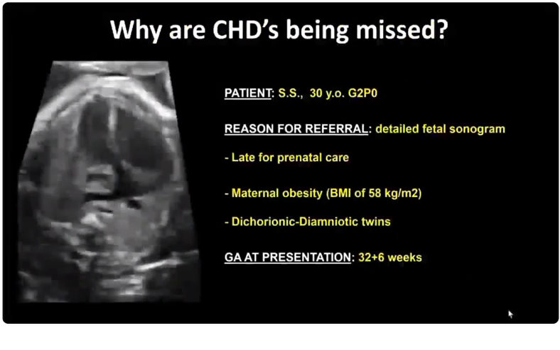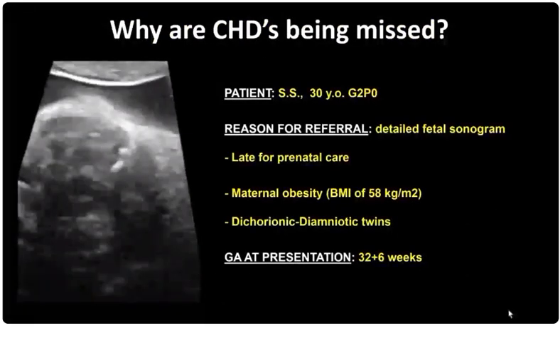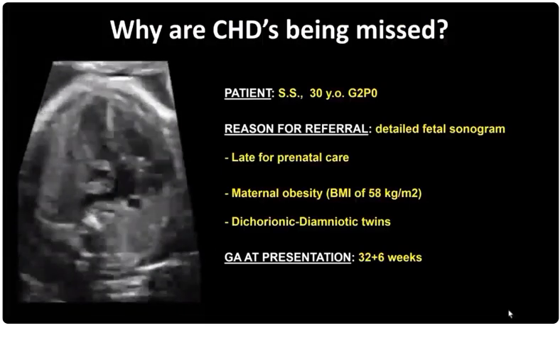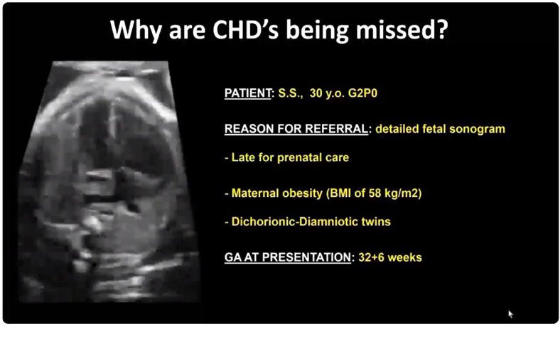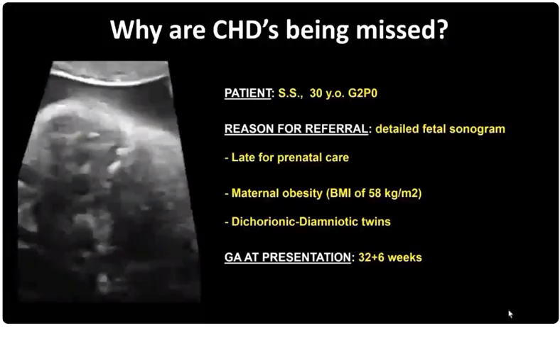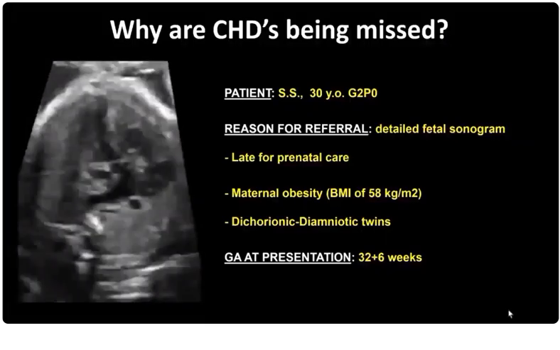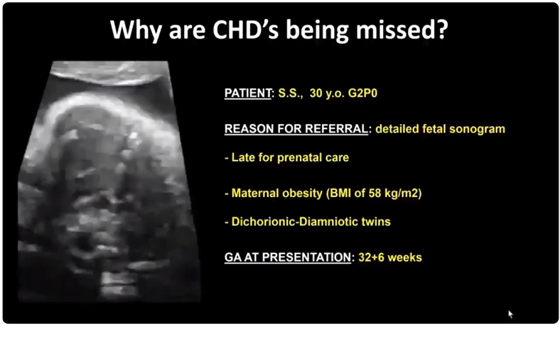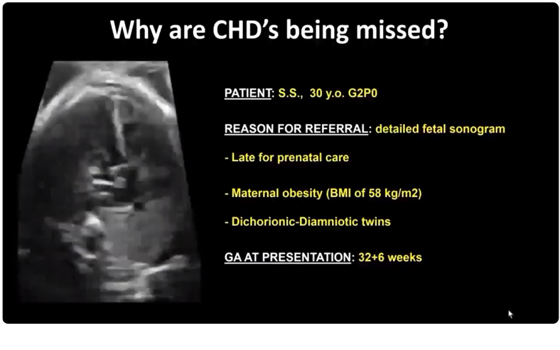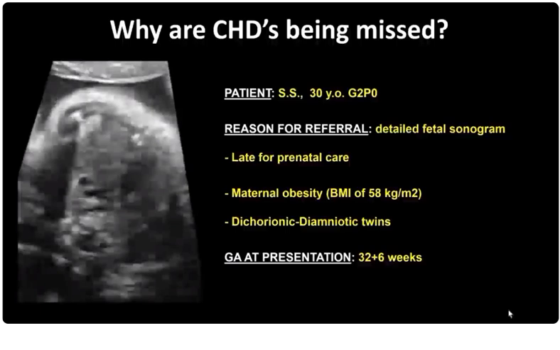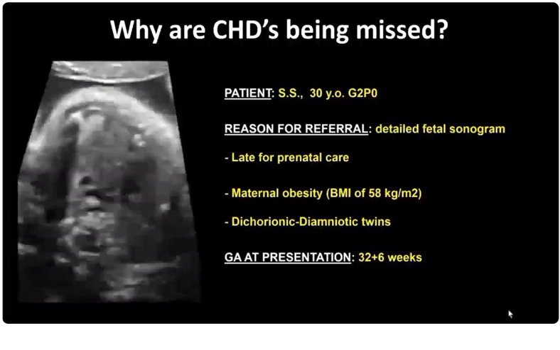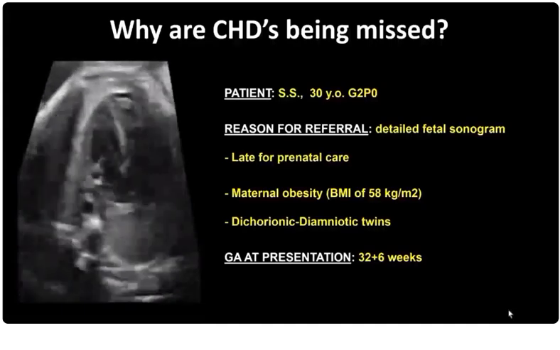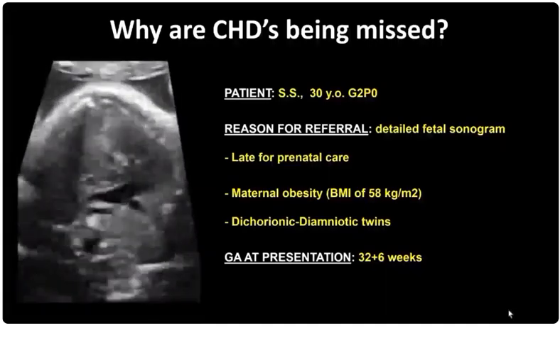So here is a great example from our practice that illustrates how real life can be and how cardiac anomalies can be missed. This was a few years back. This patient was referred pretty late in the third trimester. She was late for prenatal care, no insurance, with multiple comorbidities of pregnancy, maternal obesity with a BMI of 58, and a dichorionic diamniotic twin gestation.